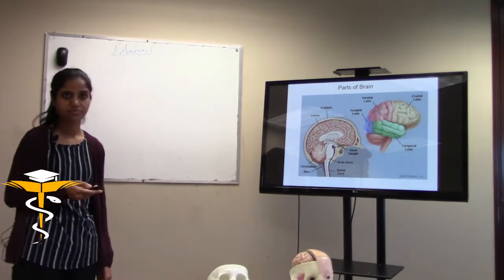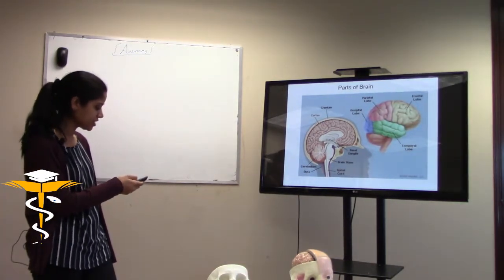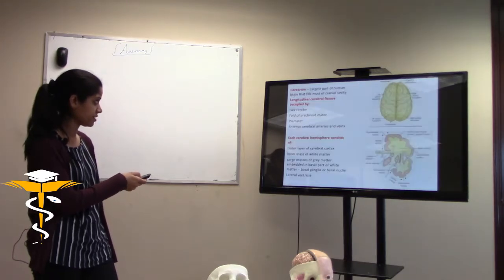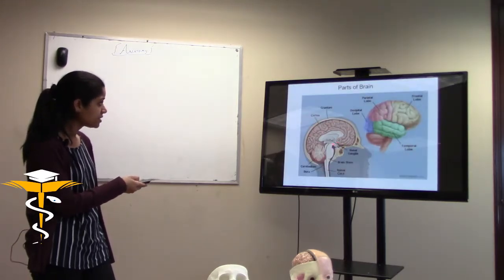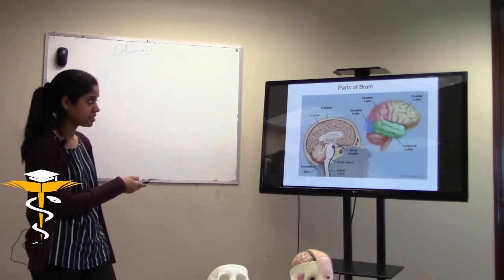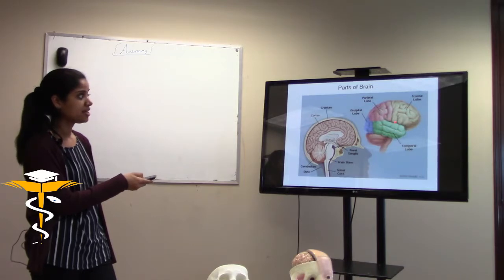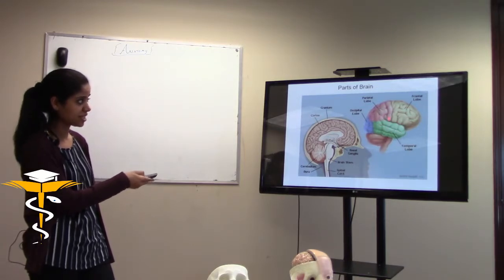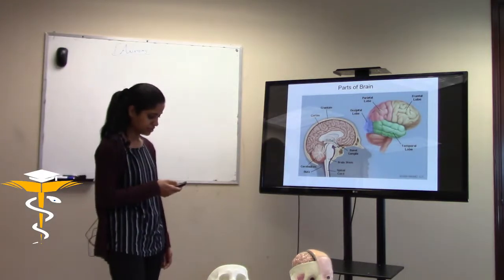So the midbrain is in the middle? Yes, the midbrain is lying just deep to the cerebrum. Here you can see this small part is the midbrain, and normally in an intact brain we can't see it. If you do a sagittal section of the brain, only then can you appreciate the midbrain. Okay.